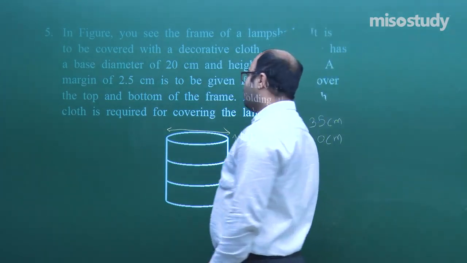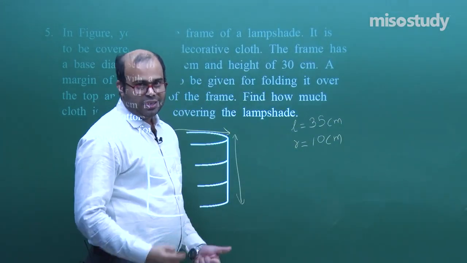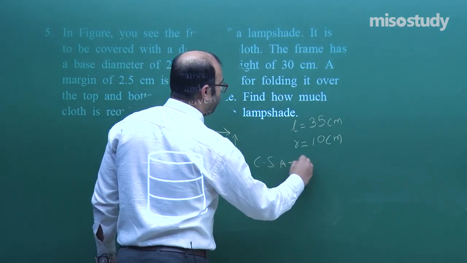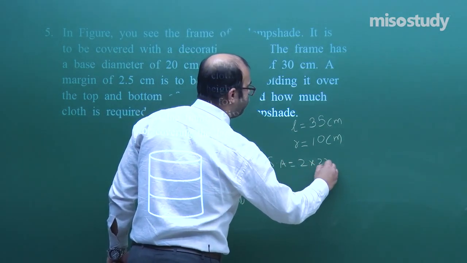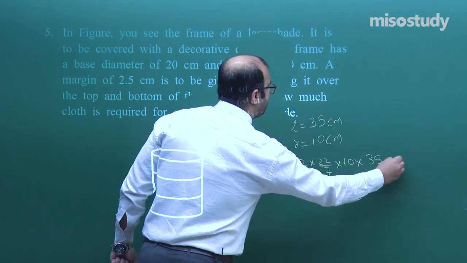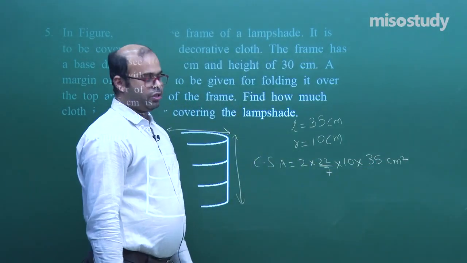So can you tell what is the curved surface area? That is the area of the cloth which we need. So curved surface area is equal to 2 pi, that is 22 by 7, into r, that is 10, into h, that is 35 centimeter square, students.